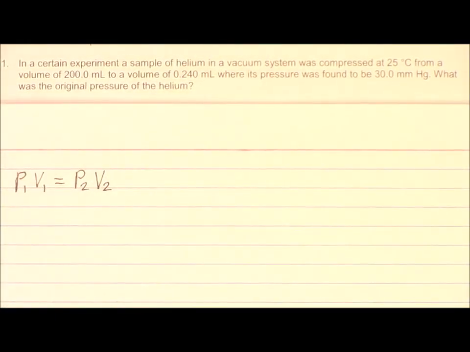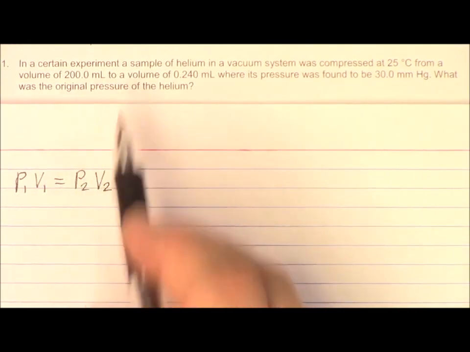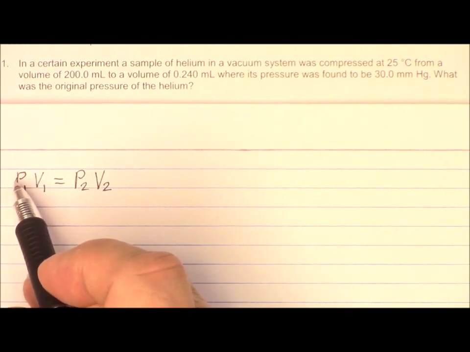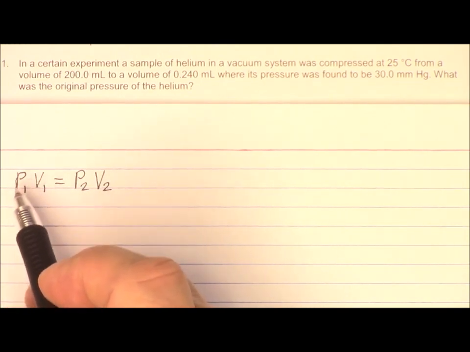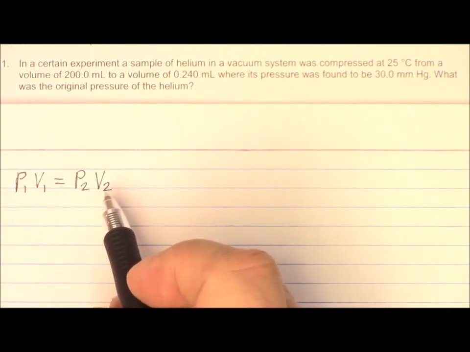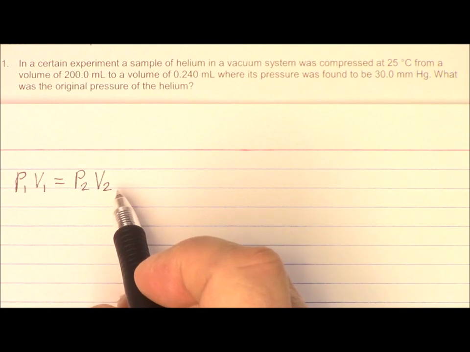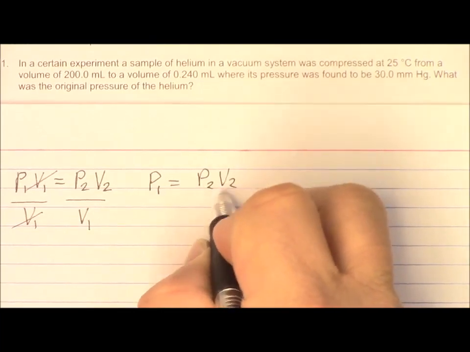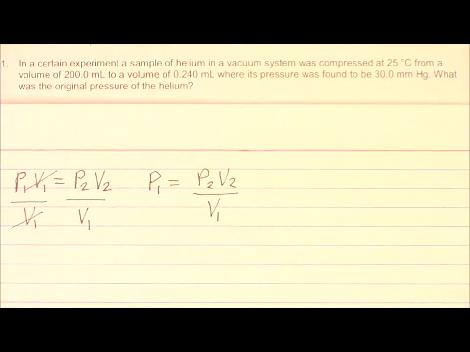And they're asking for the original pressure of the helium, so they're asking for P1. In order to use this equation, we need to isolate P1 on one side and have all the other variables on the other side. So let's use algebra and do that right now. Now we have P1 isolated on the left side and all the other variables on the right-hand side. Now we can proceed to plug in values for the right-hand side.